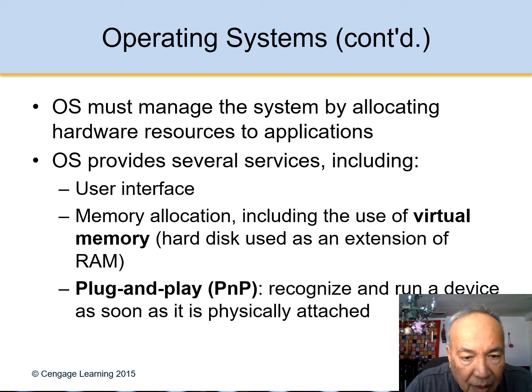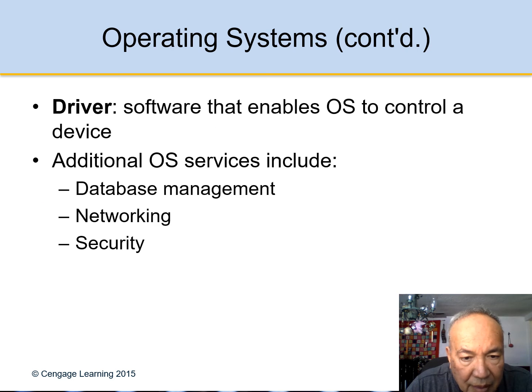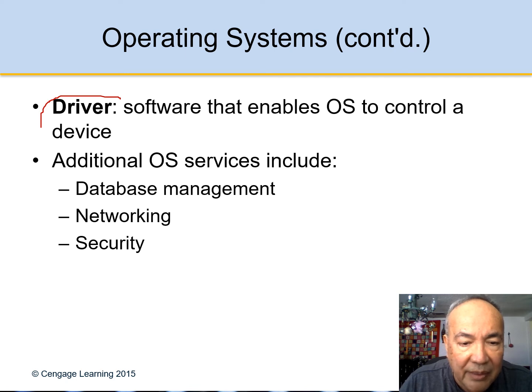So the OS must manage the system by allocating hardware resources to the application, and the OS provides several services, including the user interface. The interface is what you see on the screen. It also allocates virtual memory, the memory that is saved by the computer, and then you have plug and play, which recognizes the new device as soon as it's physically attached. And then you have the drivers, software that enables the OS to control the device.